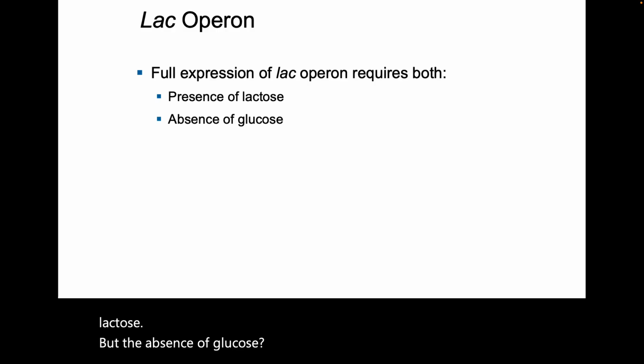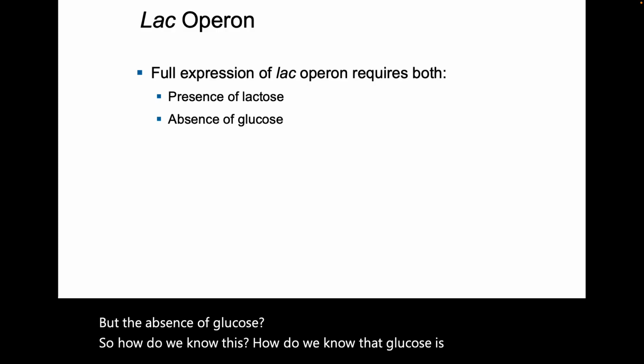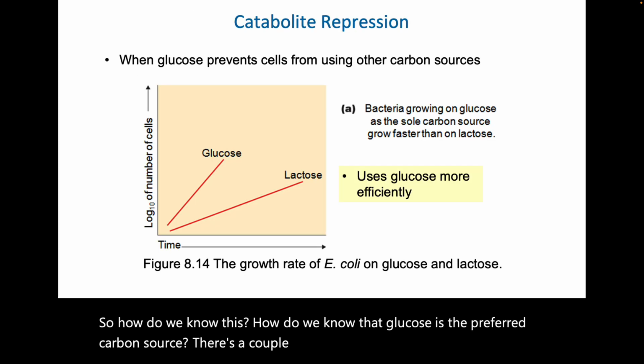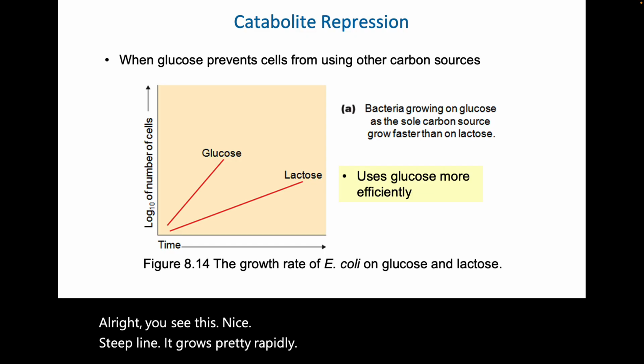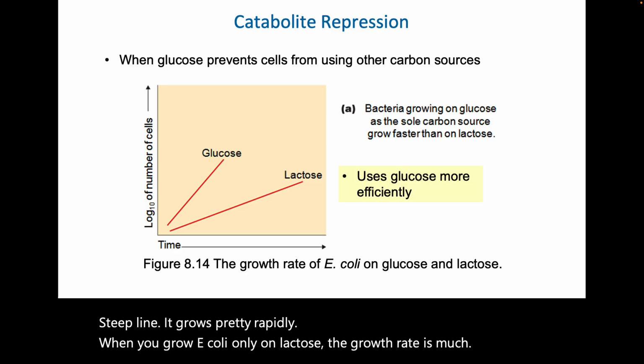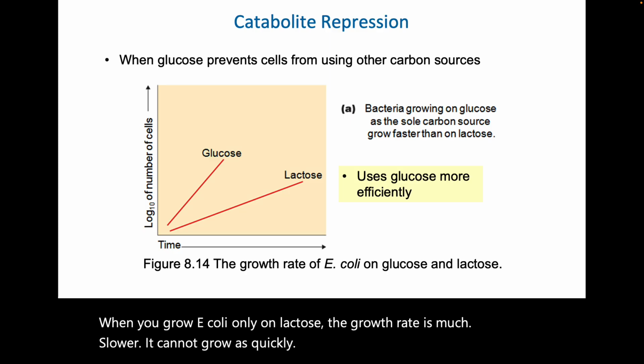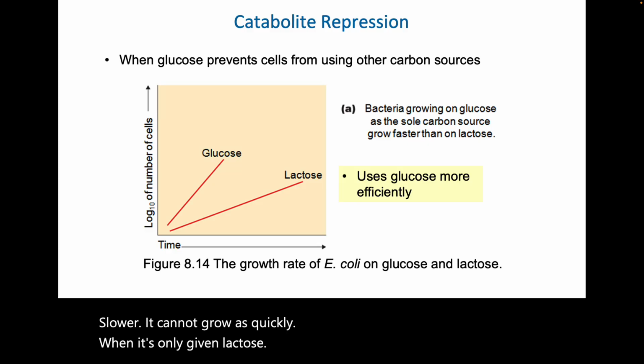So how do we know this? How do we know that glucose is the preferred carbon source? There's a couple of ways. One, when you grow E. coli only in glucose, you see this nice, steep line. It grows pretty rapidly. When you grow E. coli only on lactose, the growth rate is much slower. It cannot grow as quickly when it's only given lactose. That's one.